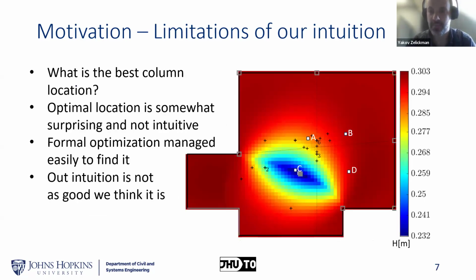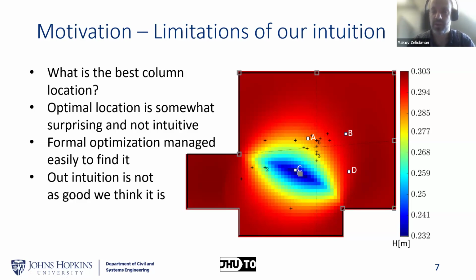So this is the optimal location. But what we really see here is 3 layers of information. The first layer is the colored pixels, where the color in each pixel represents the required thickness of the slab if the column was located at this location. So for example, if the column is located anywhere in the red region, it means that the thickness of the slab should be around 30 centimeters, and so on. And you can see that the optimal location is somewhere around point C.